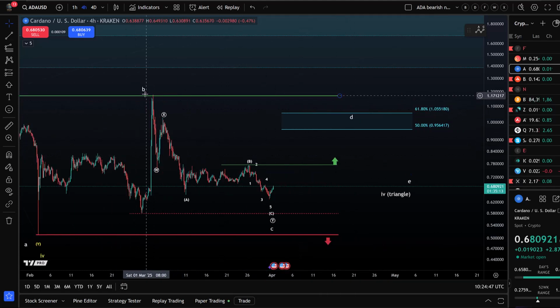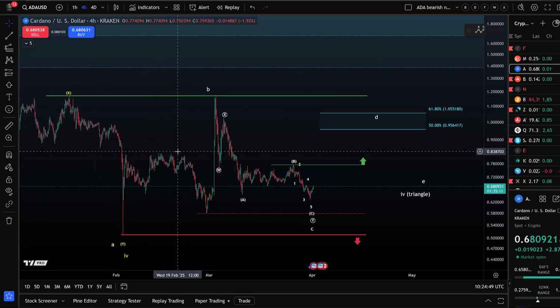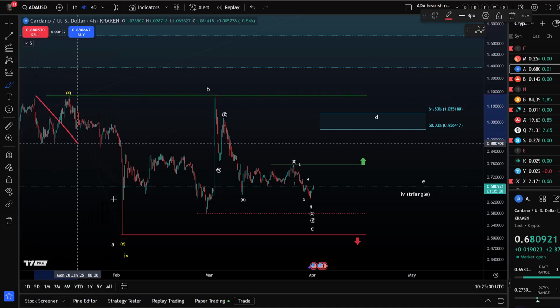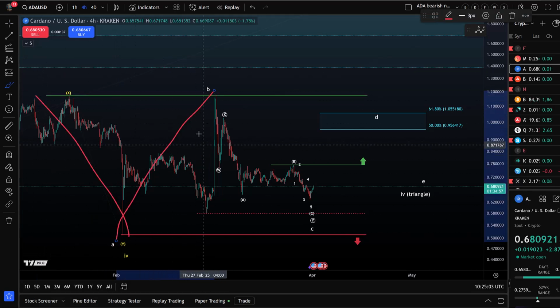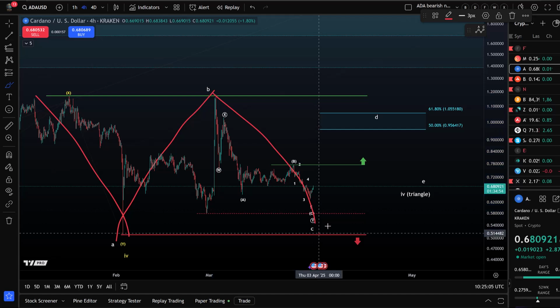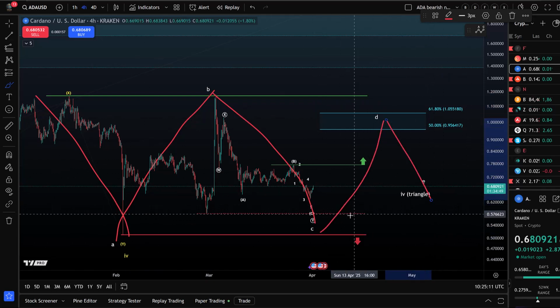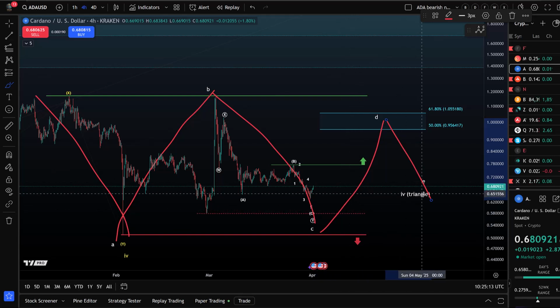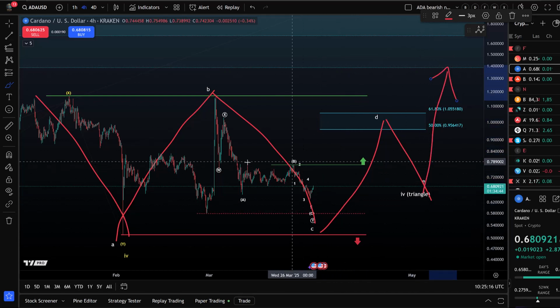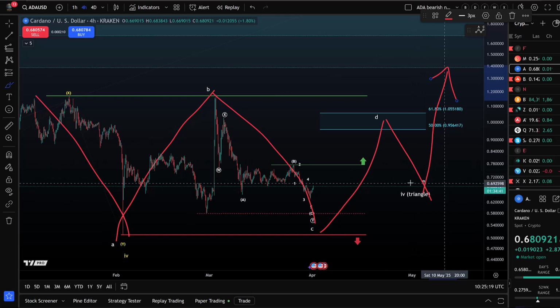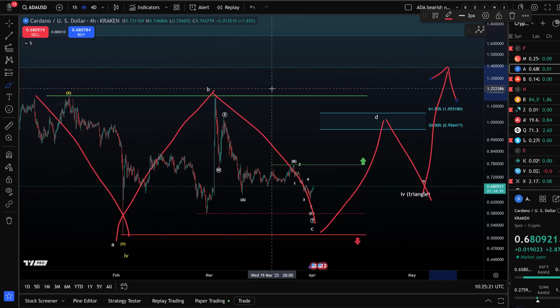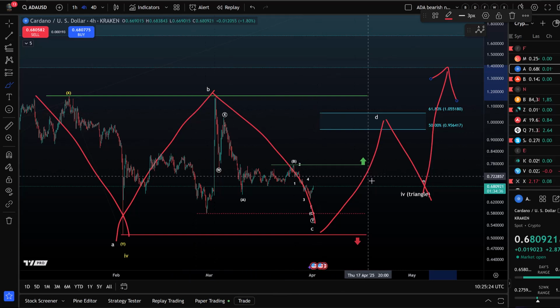And I explained to you over the last couple of weeks, we've been talking about that the price could be moving in this triangle pattern. And it's an ABCDE structure where we have an initial move down in A, a move up in B, a move down in C, a move up in D, and then a move down in E. So this is a sideways correction, a sideways consolidation, and then from there we could see the price move up further.